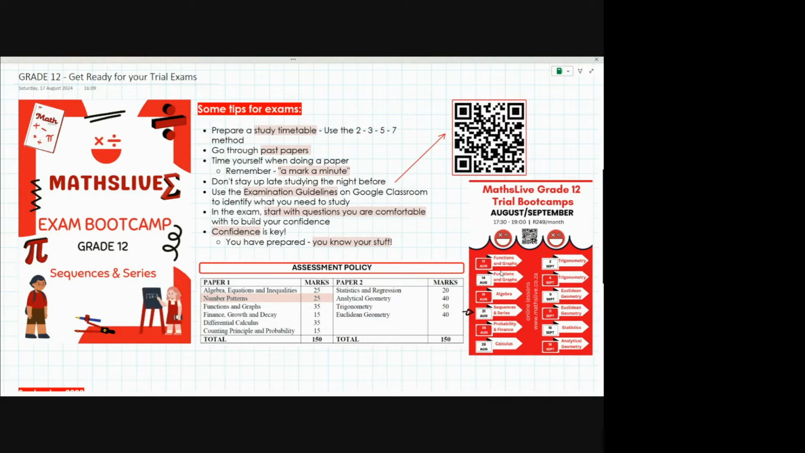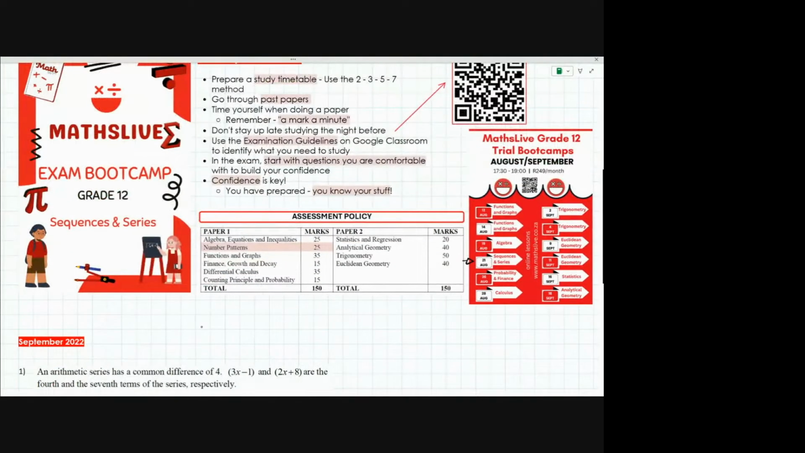Remember, your 2 biggest sections are functions and calculus, then algebra and number patterns, and then finance and probability. Those are your smaller sections. So that's why on Monday we're doing those 2 together, because they are quite small. All right, but number patterns, the trick with number patterns is going to be having your formula sheet and knowing your formula sheet, being able to work with it. And these are the formulas that we need to know.